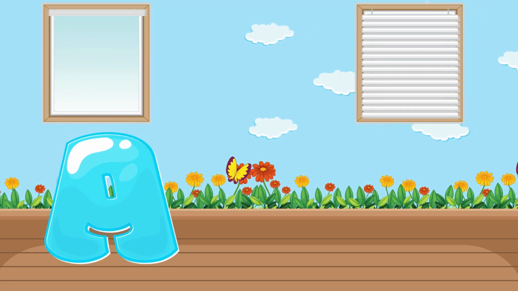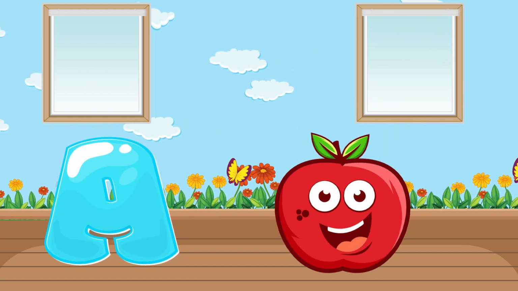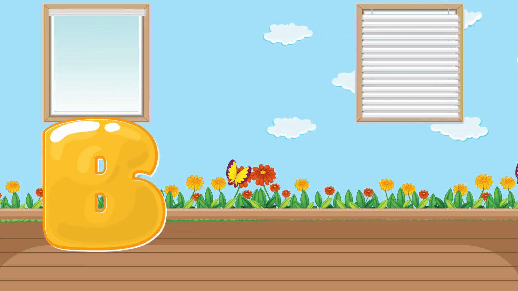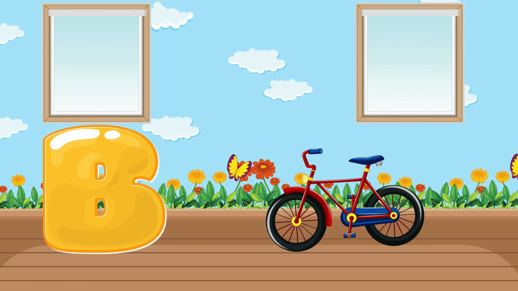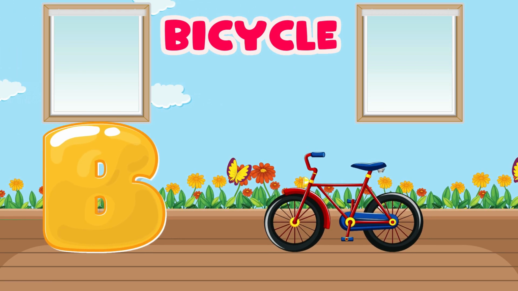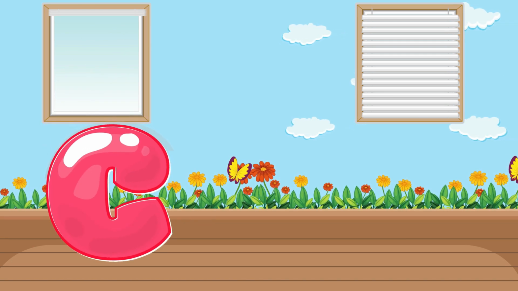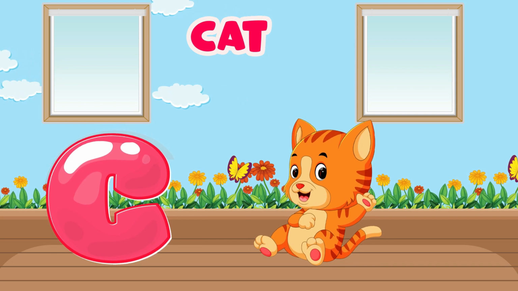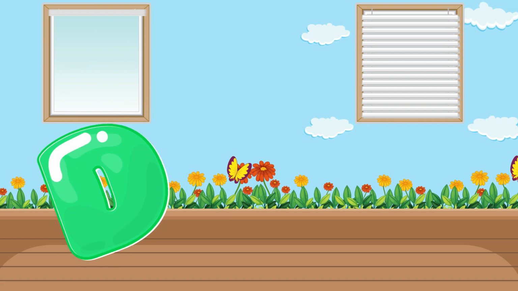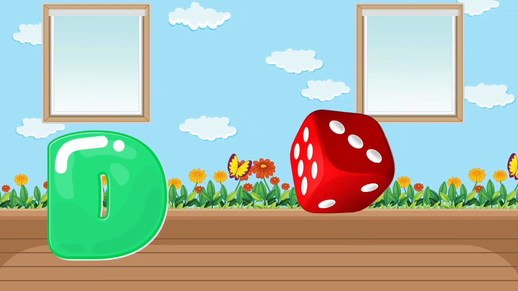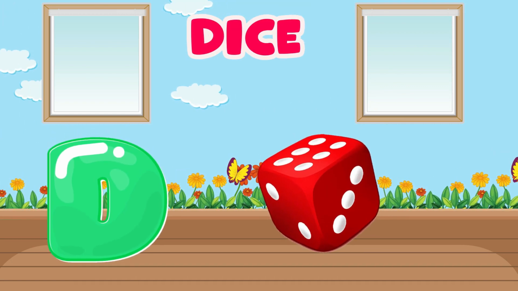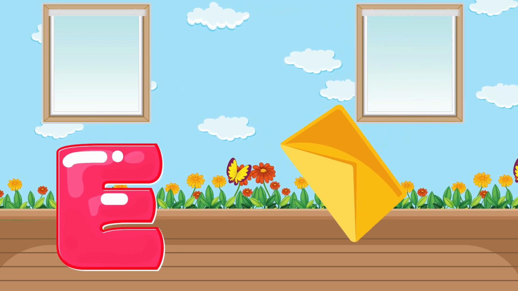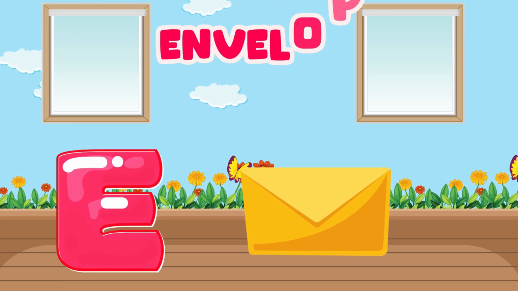Alphabet A, A for apple. Alphabet B, B for bicycle. Alphabet C, C for cat. Alphabet D, D for dice. Alphabet E, E for envelope.